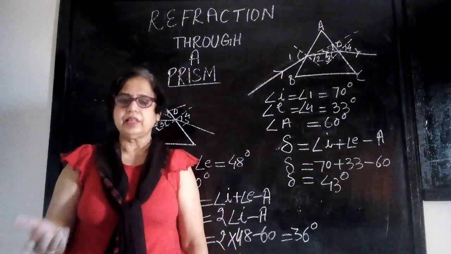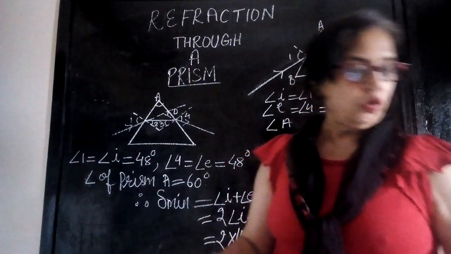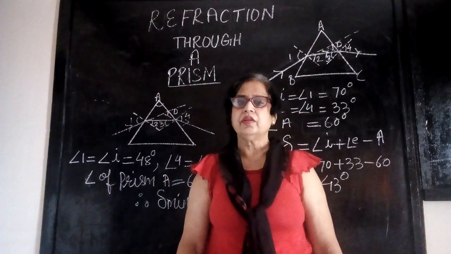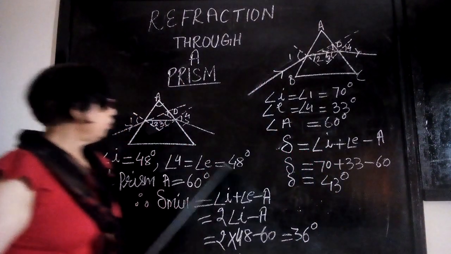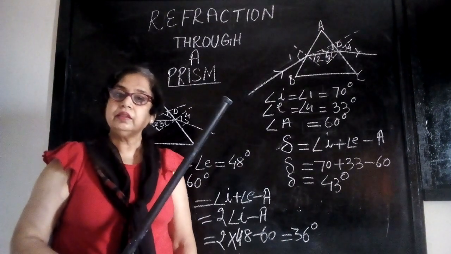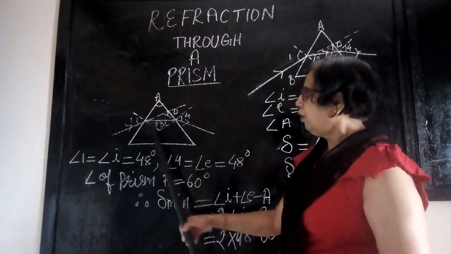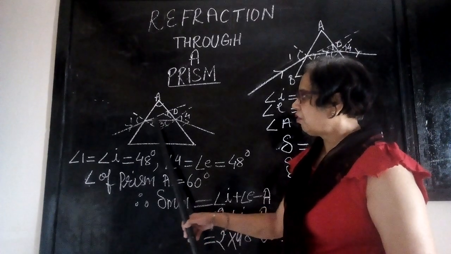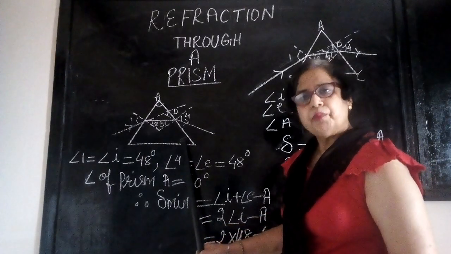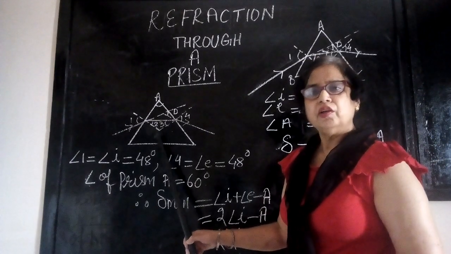In continuation with that video, now I am giving you two examples to show how there is variation in angle of deviation with the change in the angle of incidence. So I told you that in minimum deviation position, the refracted ray is always parallel to the base of the prism. So here you can see this is the refracted ray and this is parallel to the base of the prism. So in this case the prism is in minimum deviation position.